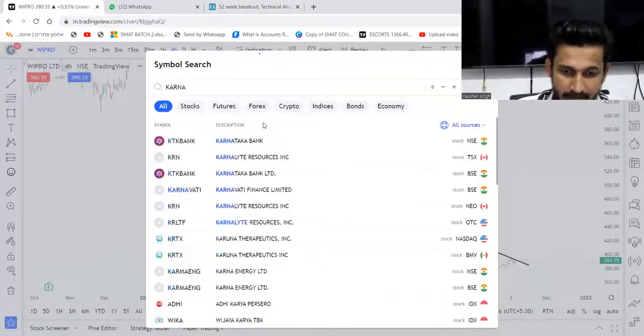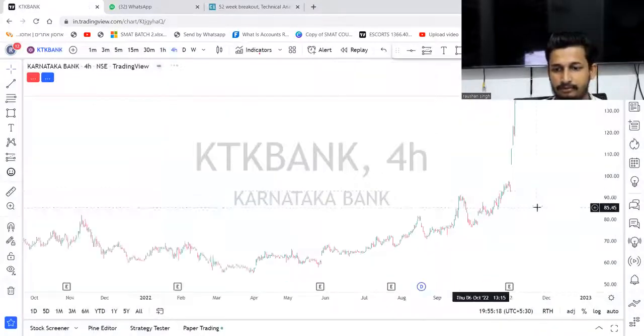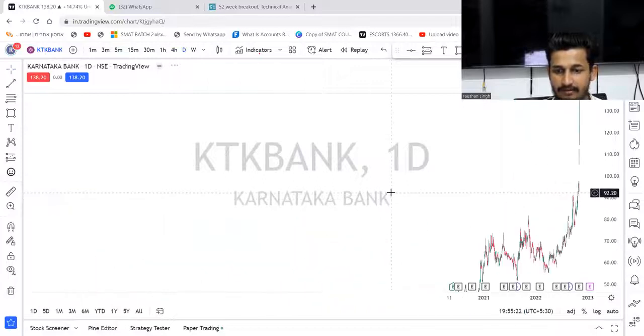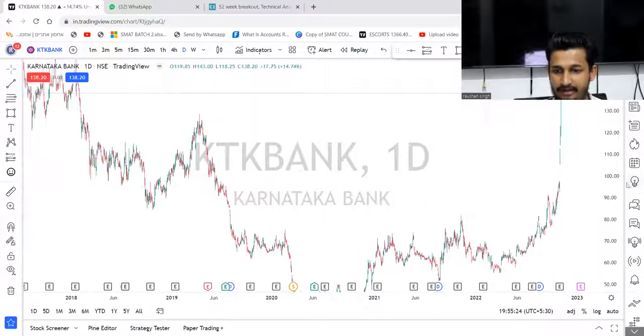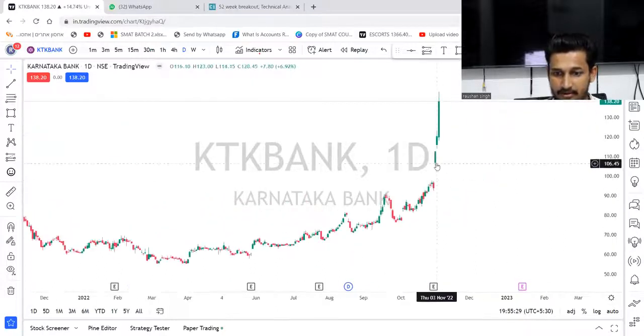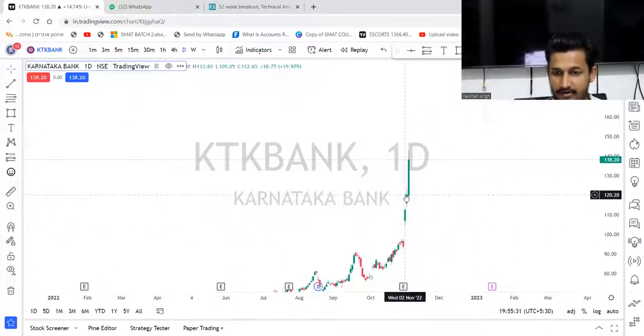Karnataka Bank. You can see that after ages, it has given us a breakout, and after the breakout, the market has been going up crazily.